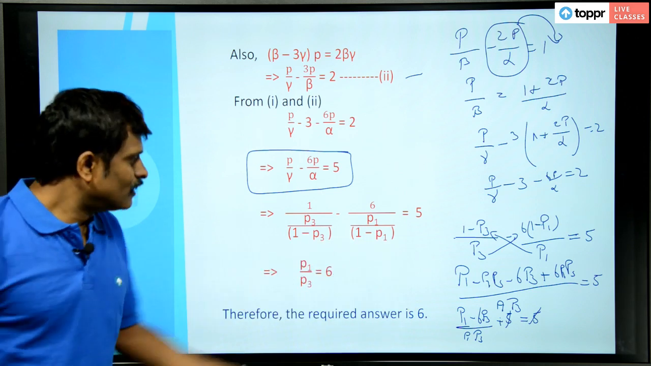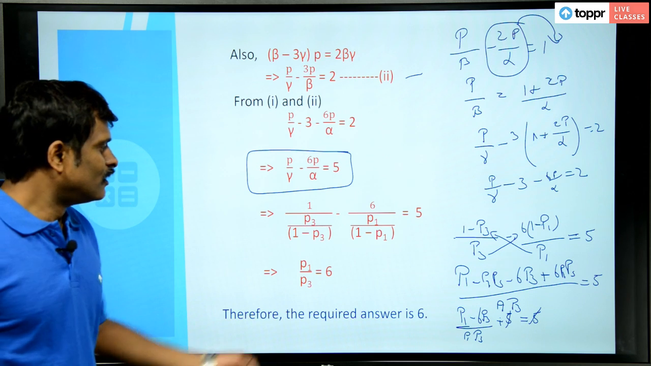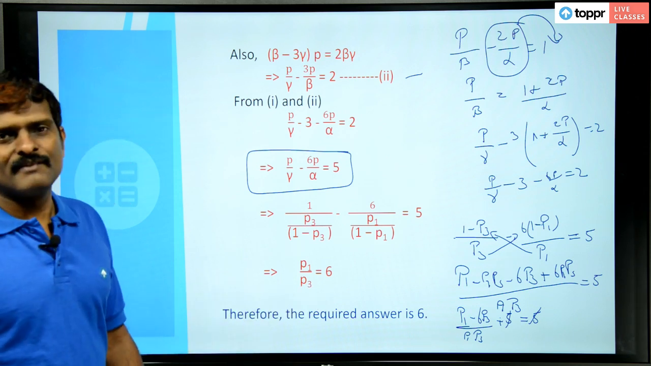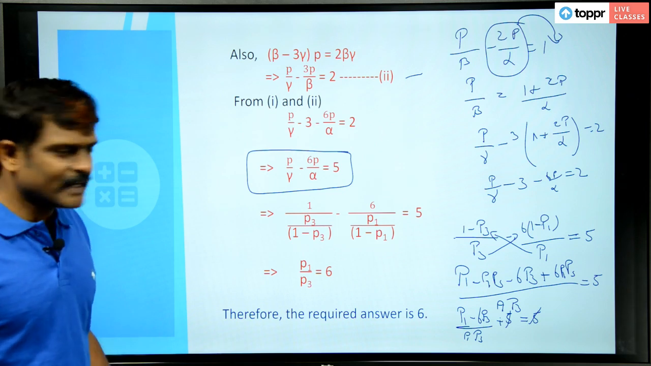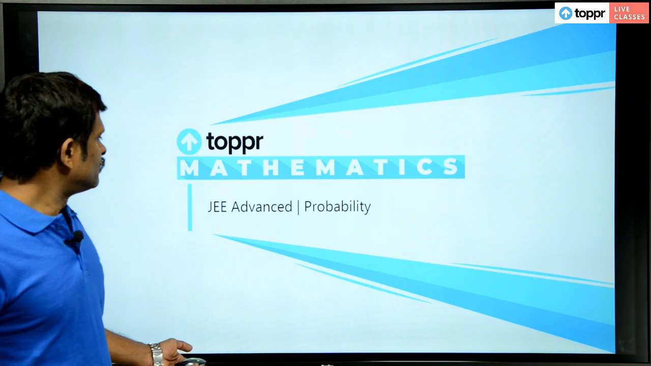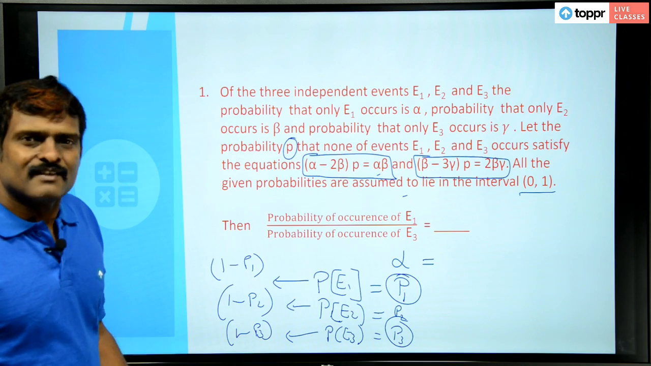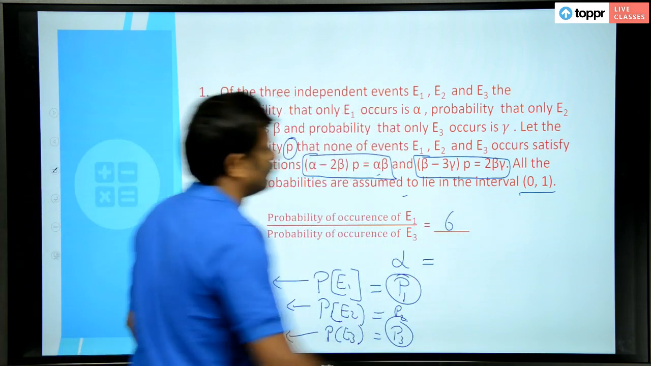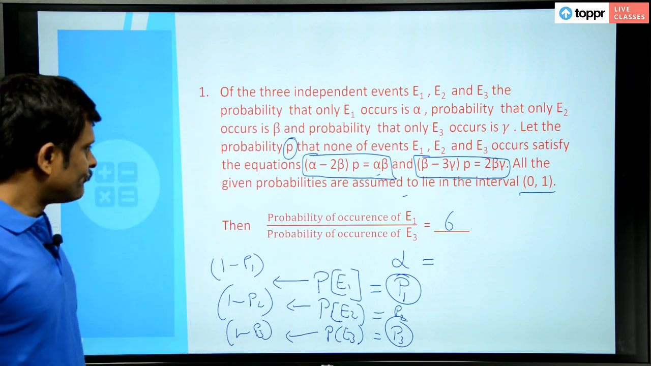then P1 minus 6 P3 is equal to 0, then P1 by P3 is equal to 6 by 1, which is 6, right. So here the answer is 6 by 1, or simply you can say 6. Understand, guys? Right.